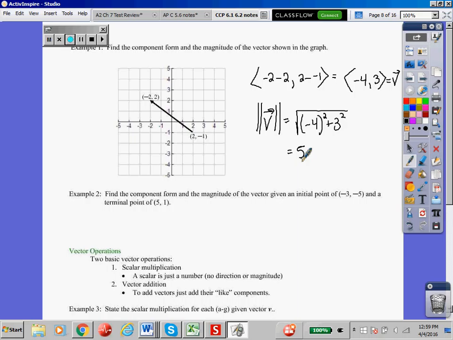All right, example 2 is one more, but I didn't draw it. It says find the component form and magnitude of the vector given an initial point of -3, -5, and a terminal point 5, 1. So go ahead and do that. Find both the component form and the magnitude.